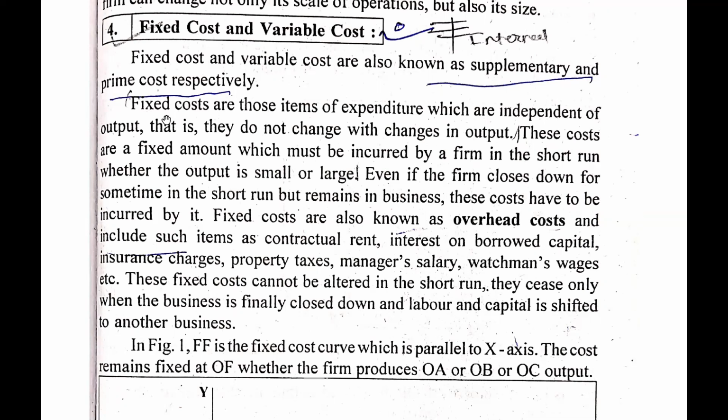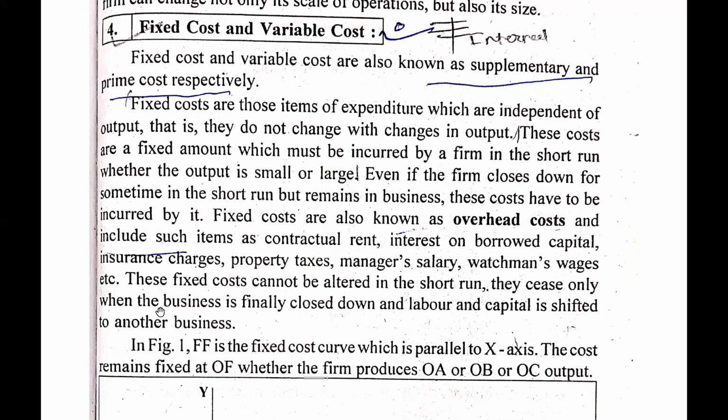Fixed costs are those items of expenditure which are independent of the output, that is, they do not change with changes in output. These costs are fixed amounts which must be incurred by a firm in the short run, whether the output is small or large. No matter what the output is, fixed cost will remain the same. Even if the firm closes down for some time in the short run but remains in business, these costs have to be incurred by it. Fixed costs are also known as overhead costs and include such items as contractual rent, interest on borrowed capital, insurance charges, property taxes, manager's salary, watchman's wages, etc. These are costs which are fixed no matter how much the production is. These fixed costs cannot be altered in the short run.